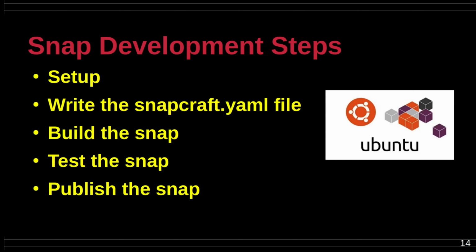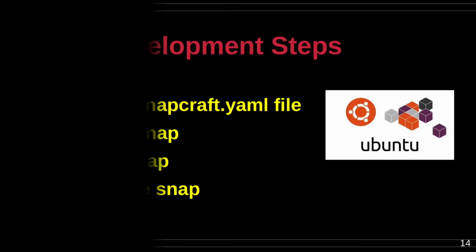Developing snaps for Ubuntu Core offers advantages like easy deployment, sandboxing, and self-contained environments. By following these steps and leveraging available resources, applications can be shared securely on Ubuntu Core devices.